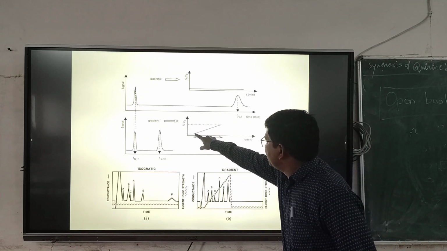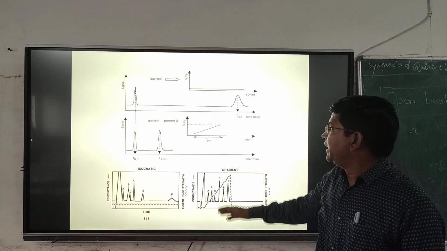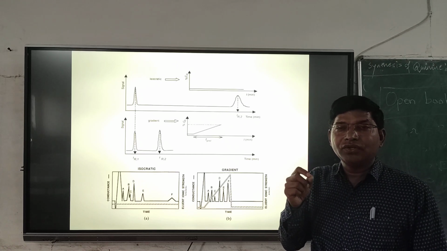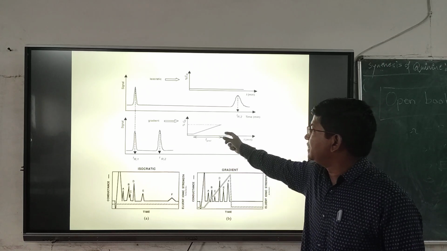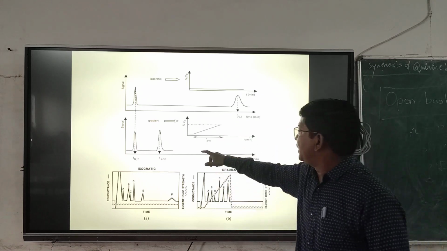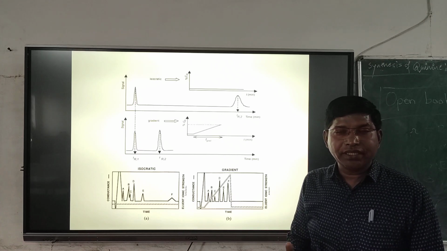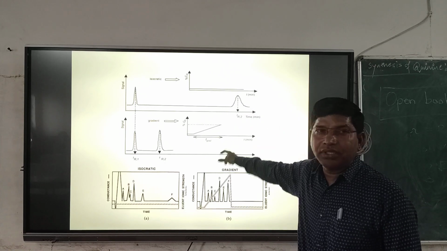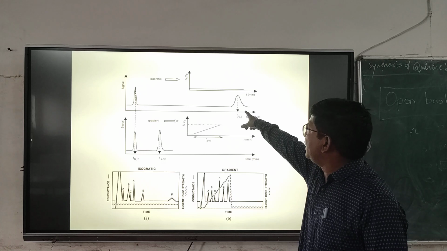Suppose you want to see the separation of a compound mixture with gradient. With increase in time, there is an increase in the composition of a solvent. Generally in gradient we take two solvents or three solvents, a mixture of two or three solvents, and one solvent composition is changing with time. So here we will see the difference between isocratic elution and gradient elution.